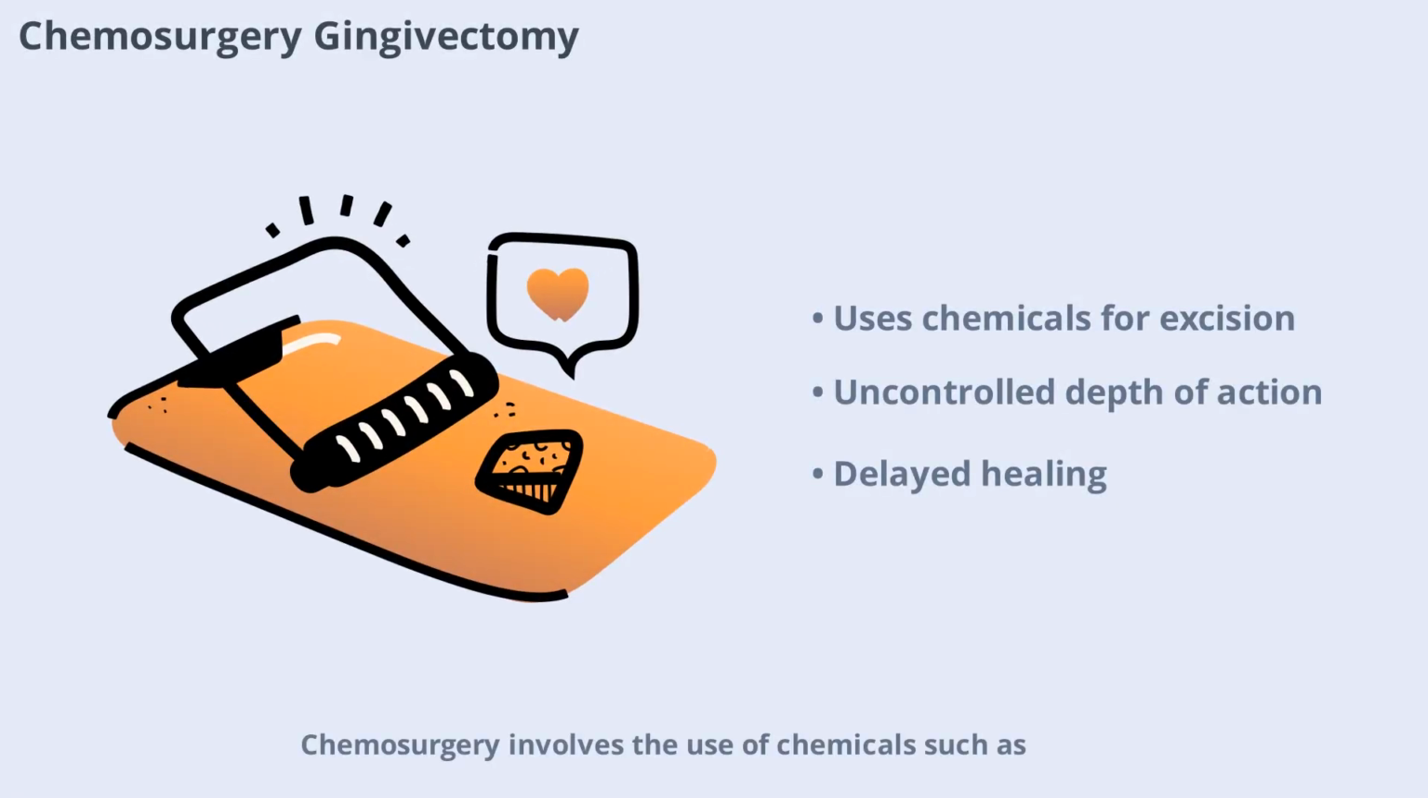Chemosurgery involves the use of chemicals such as 5% paraformaldehyde or potassium hydroxide to remove gingival tissue. This method is rarely used due to its disadvantages, including uncontrolled depth of action, potential injury to normal tissues, inability to remodel gingiva, and delayed healing. Chemosurgery may be considered in very specific cases, but its risks often outweigh the benefits. Clinicians must carefully evaluate the appropriateness of this technique for each patient.